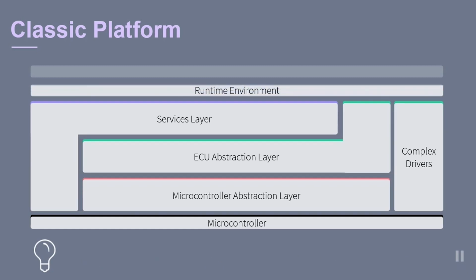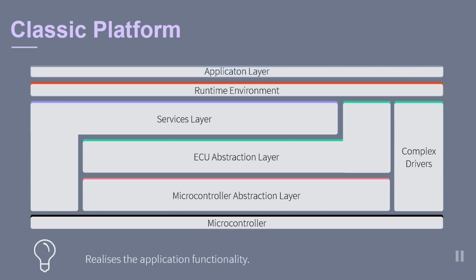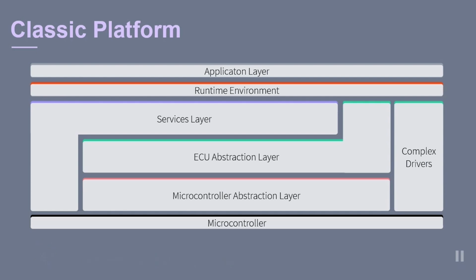Above the basic software lies the runtime environment. This layer provides communication services to the application software. The AUTOSAR software components communicate with other components and services via the runtime environment. The main task of this layer is to make the AUTOSAR software components independent from the mapping to a specific ECU. The application software layer realizes the application functionality. This layer is mostly hardware independent and consists of different software components.